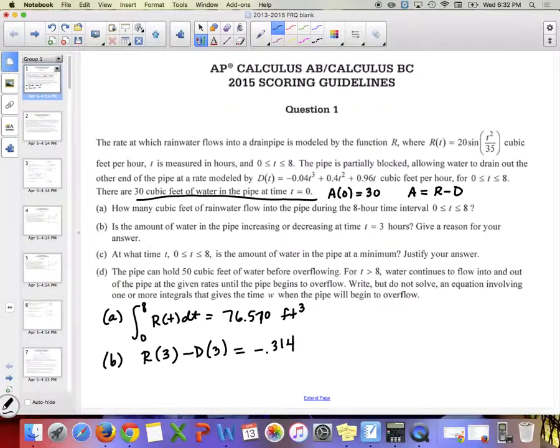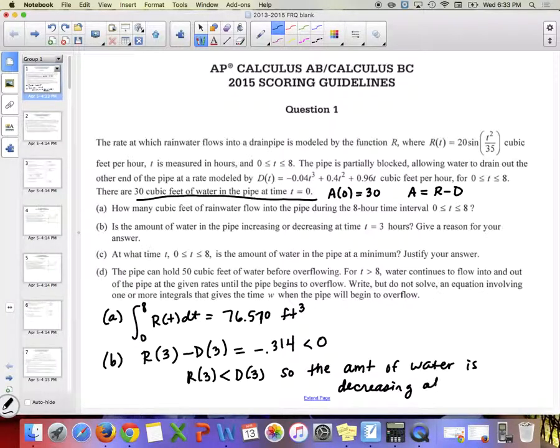Okay, so what we need to decide is, is more water coming in or is more water coming out? And that's what we just did. We saw that it's a negative amount, meaning that more water is leaving than is coming in, right? So the amount of water in the pipe is decreasing. So you could say R of 3 is smaller than D of 3. So the amount of water is decreasing at time t equals 3, which is in hours.